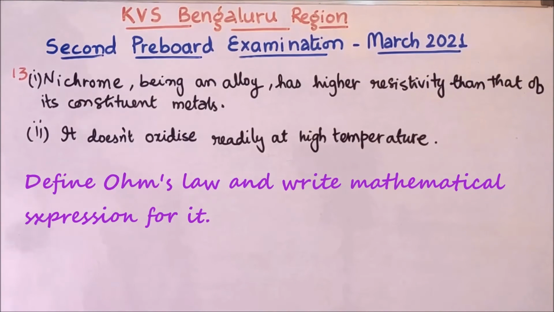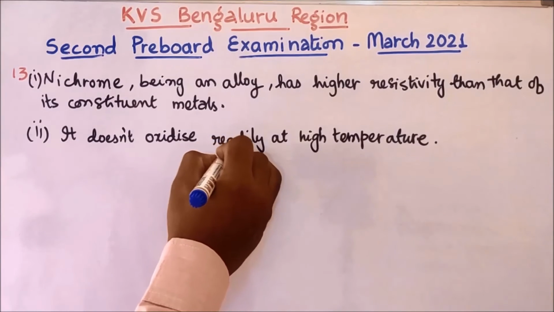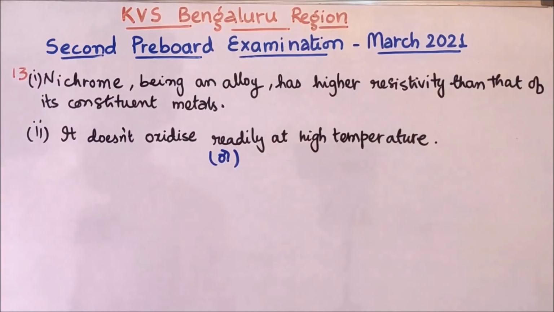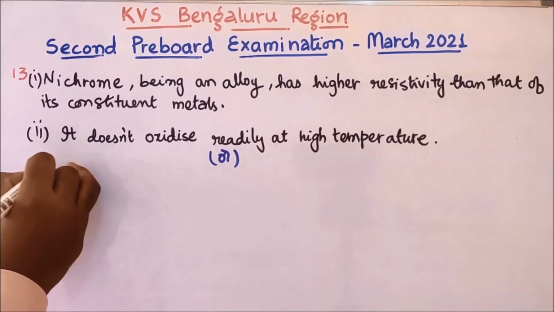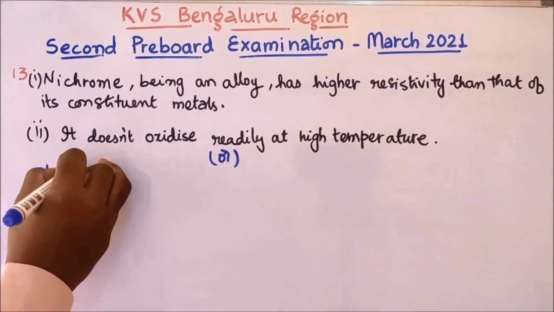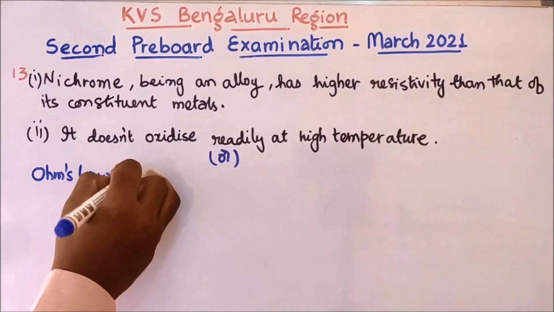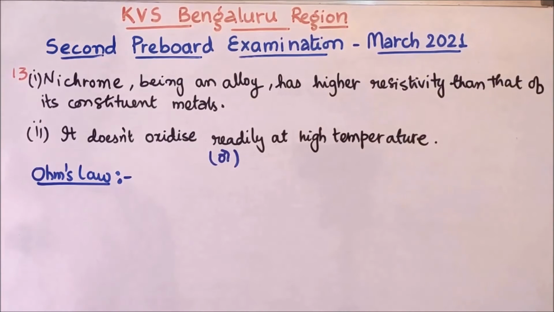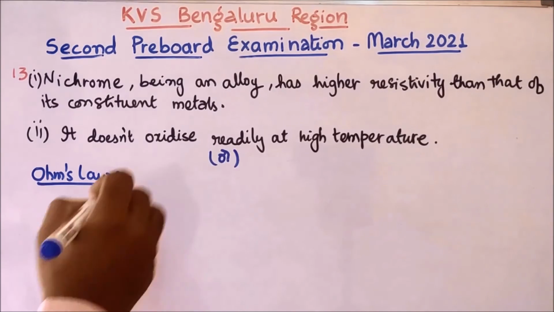Define Ohm's law, and write a mathematical expression for it. So let's write Ohm's law. This is the OR question. Remember, in the exam, whichever question you know best, please answer that. So let me write Ohm's law. I'll suggest the students write the definition from the textbook, not from your reference books. So here is Ohm's law.